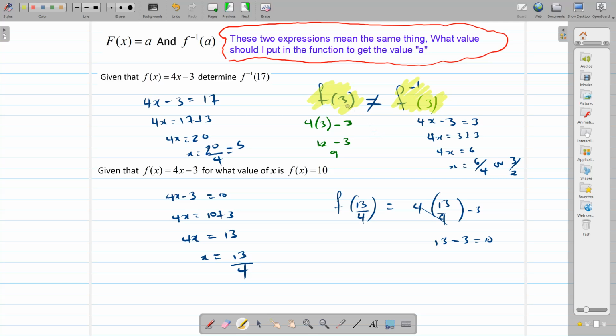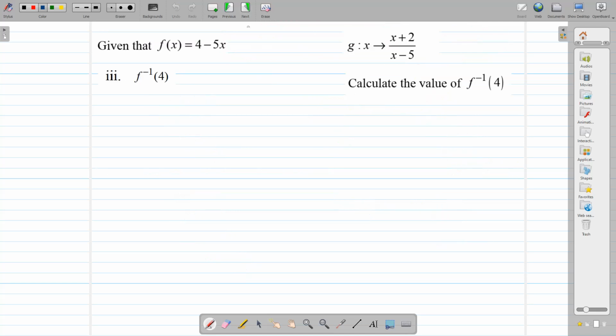To find f of 3, all that you would need to do is to substitute your 3 into the function f of x and get your value. But to find f inverse of 3, you need to do it in reverse and say, what number do I put into the function to get 3 for the answer? And to get that value, we equate the function to the number here and solve that equation that results.